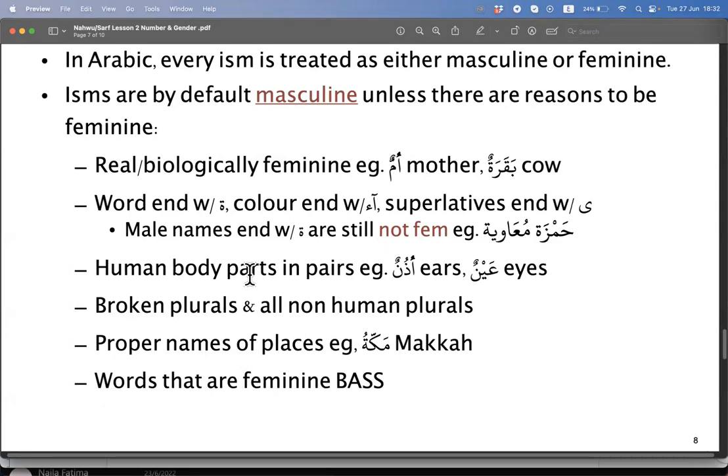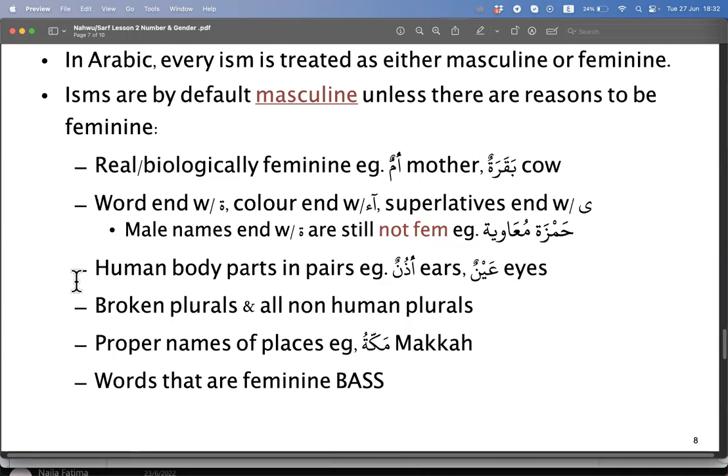And if you have human body parts in pairs, so ears come in pairs, eyes, what else comes in pairs? Eyes, ears, legs, head? Hands, legs, exactly. All these are going to be feminine. So is your nose going to be feminine? No. Is your mouth going to be feminine? No. Good.